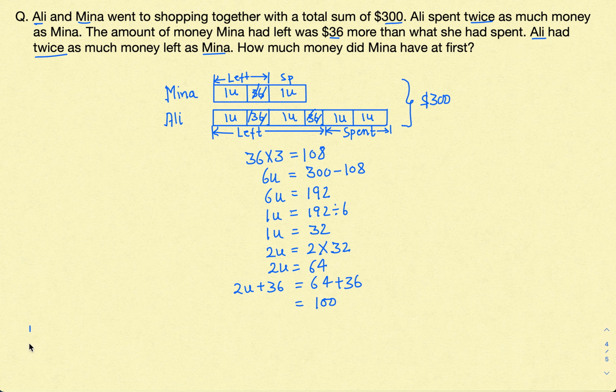So let's write our final answer. Meena had $100 at first. So that's the solution of this question.